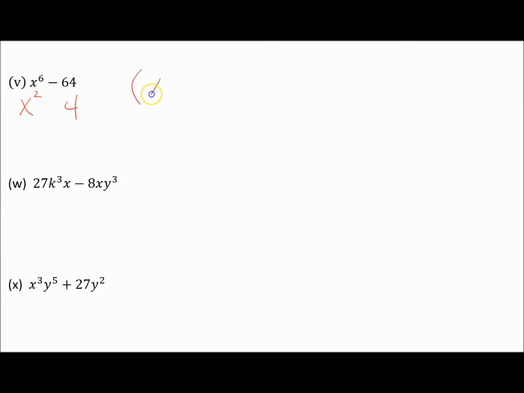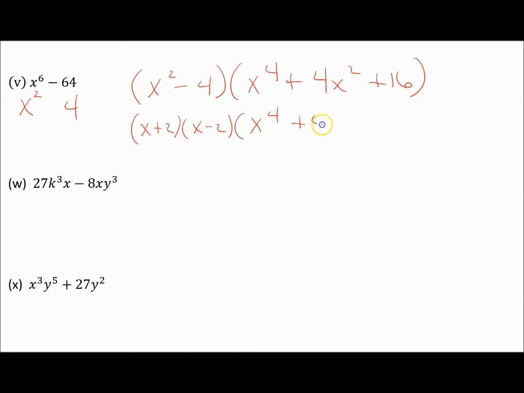So when I factor that, that'll be x squared minus 4 times, and then you square the first one in line, which is x to the 4th. You change the sign, you multiply those together, and you square the last one in line. Just like that. But now there's one more thing going on. This will factor again. That's a difference of squares. So that's x plus 2 times x minus 2 times all of this. That's an interesting problem.